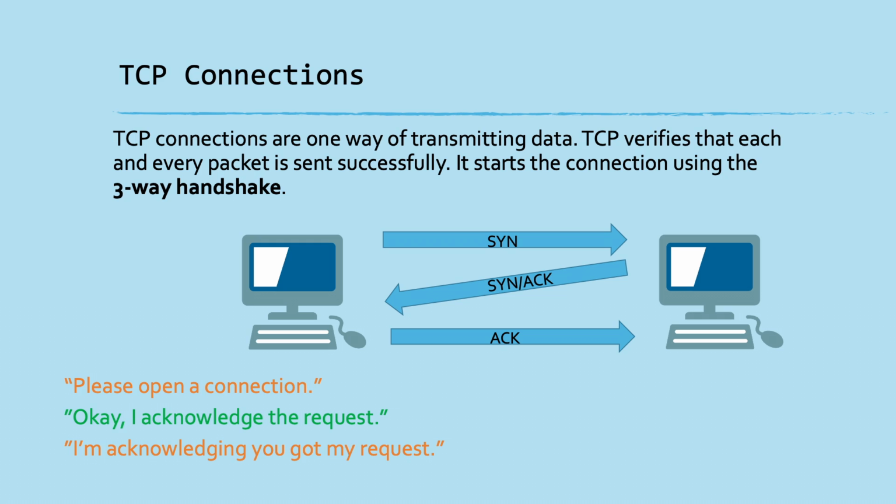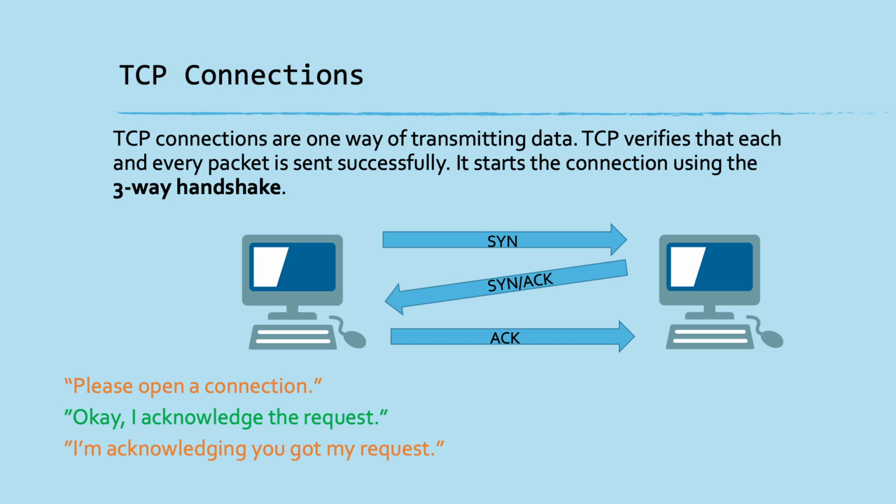One type of connection uses something called TCP. The TCP protocol is one of a few ways of transmitting data. TCP verifies that each and every packet is sent successfully. It starts the connection using something called a three-way handshake. So before you can download your cat picture from Google, your computer has to send something called a SYN packet. So it's going to send a SYN packet to Google. Google will reply with a SYN acknowledgement packet.